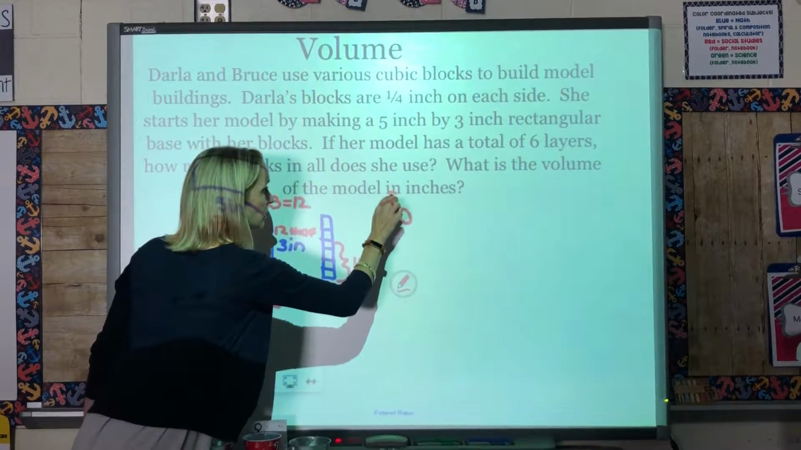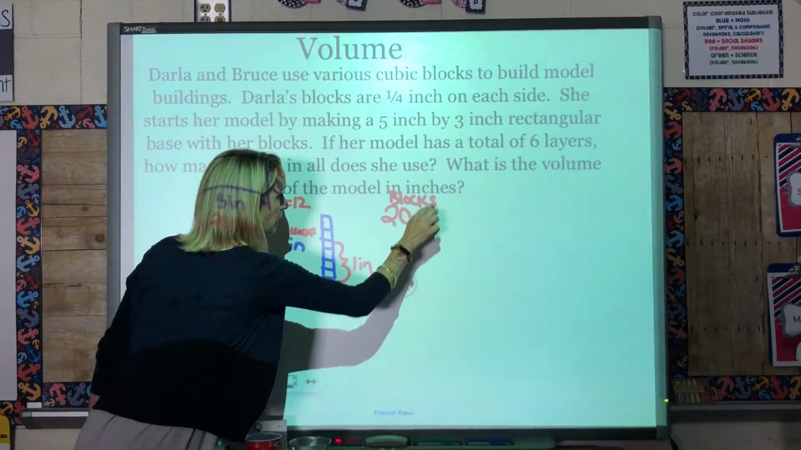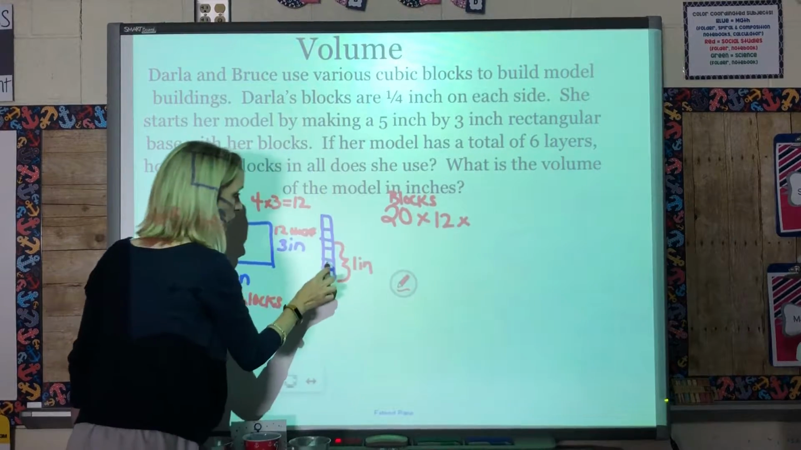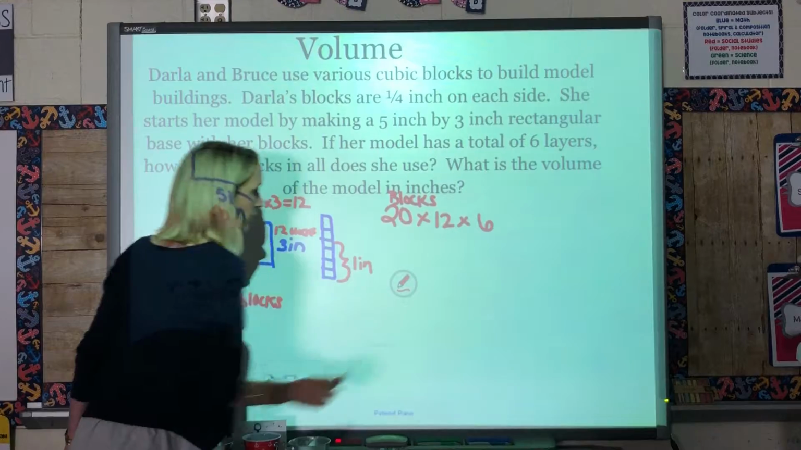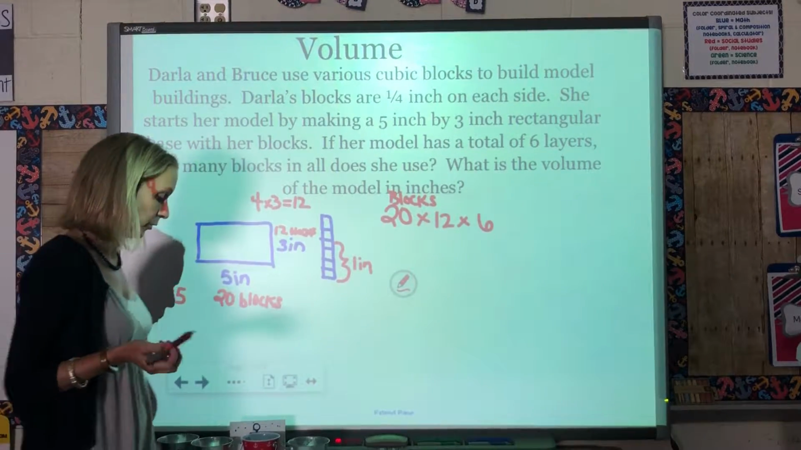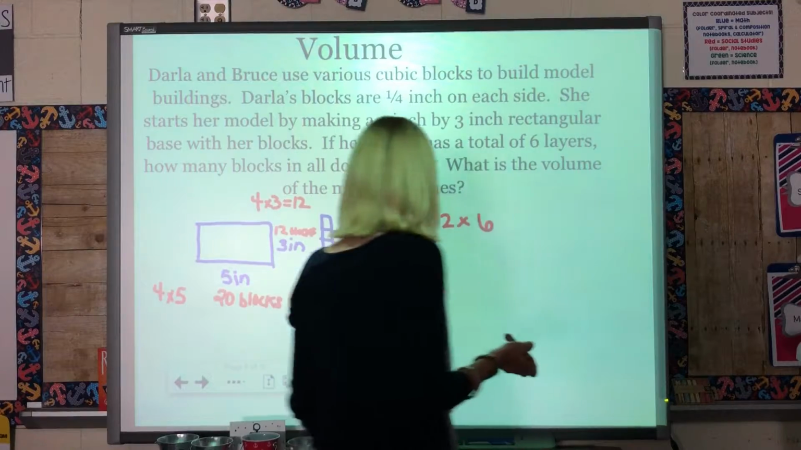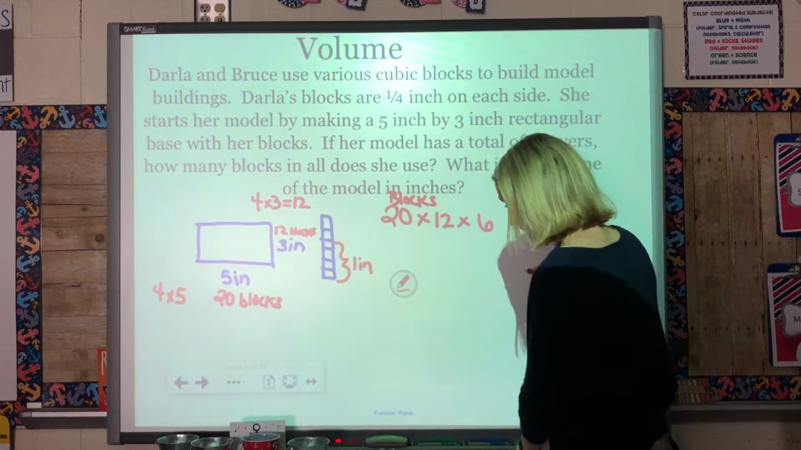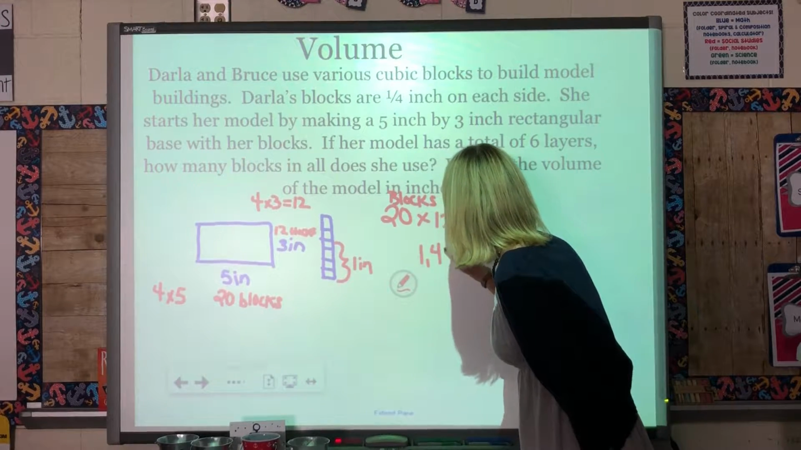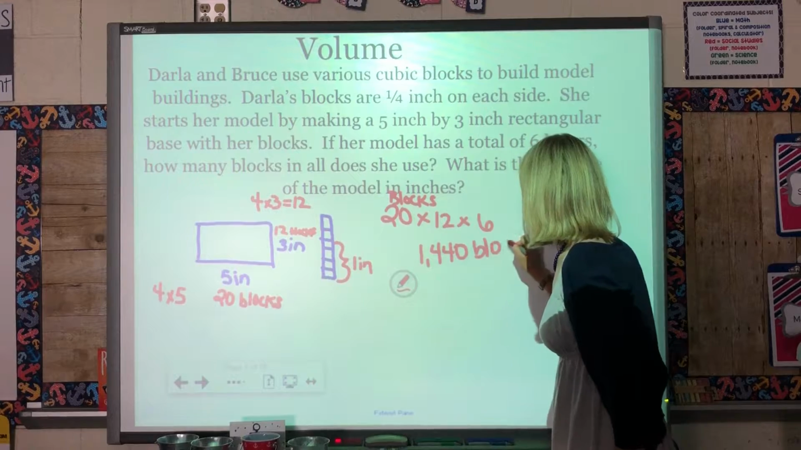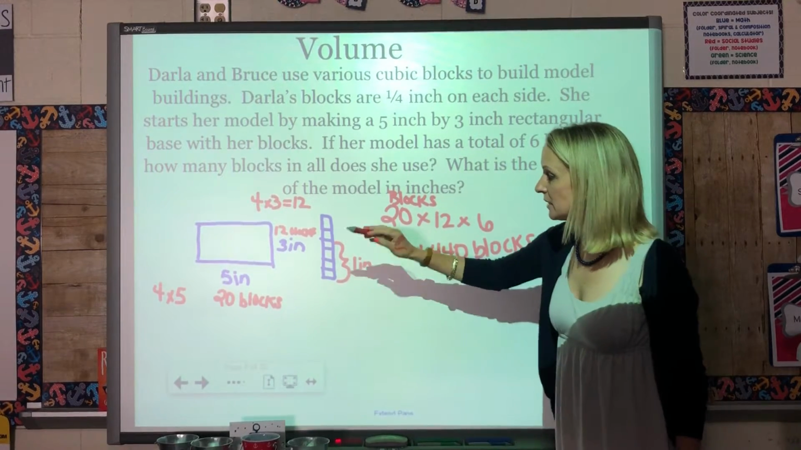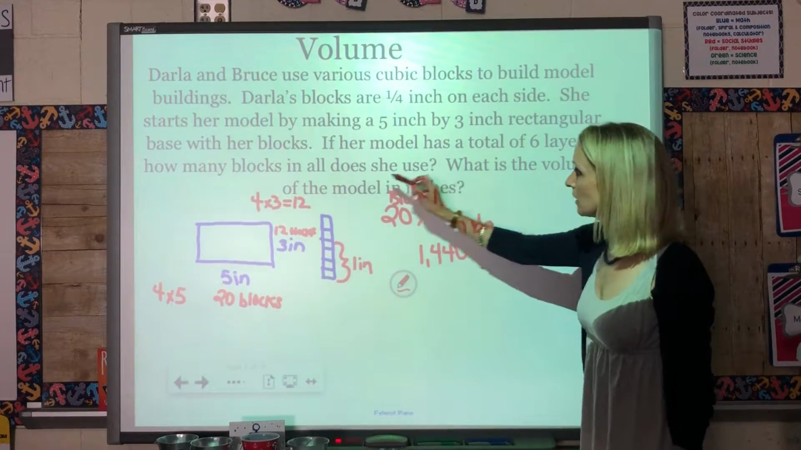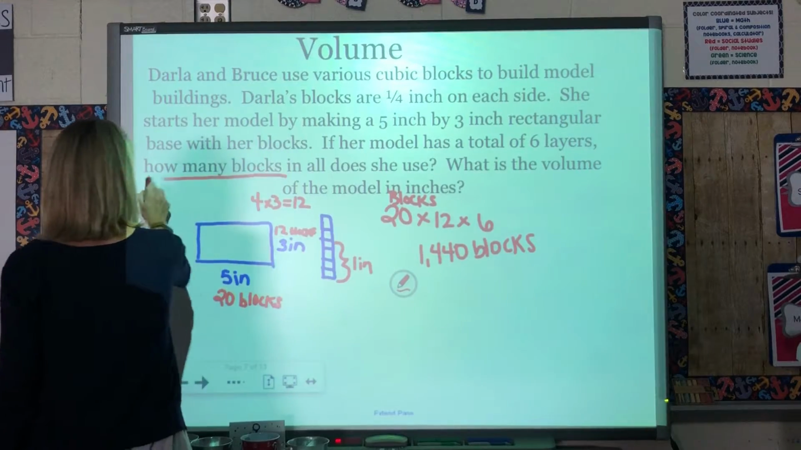So my dimensions in blocks are going to be 20 blocks. Here, I'll label this blocks. It's going to be 20 blocks by 12 blocks by 1, 2, 3, 4, 5, 6 blocks is my height. So we know to find volume, we multiply our dimensions together. So 20 times 12 times 6 gives me 1,440 blocks. So that's how many blocks are in my 6 layers of my figure. Okay, so here is how many blocks did she use. So that's done.